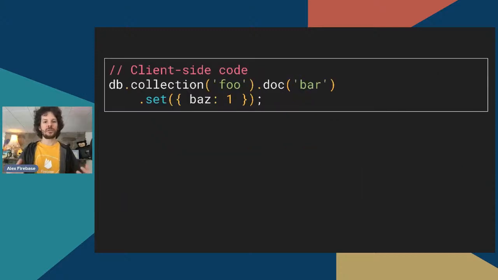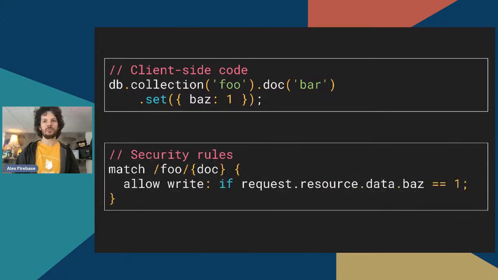Okay, now that you know the basic concepts, let's look at a few examples. Let's assume you want to just write some data to the database. Well, your rule would look something like this. If you want to make sure that the only value that's allowed to be written is a base field with a value of 1, that's how you'll write the rule.